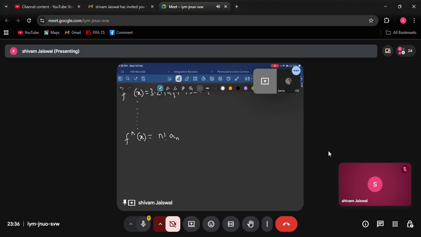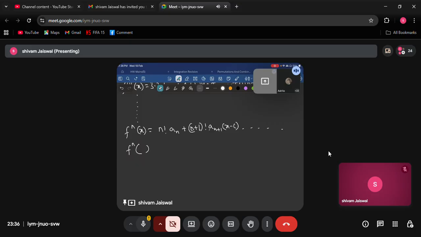F n x will be equal to n into n minus 1 into n minus 2 up to dot dot dot a n. And after that there will be other terms also, more than n. You might get n plus 1 whole factorial into a n plus 1 into x minus c, and many more things, but all of them will contain a factor x minus c. So what will be the nth derivative of f at c? It will be n factorial into a n.